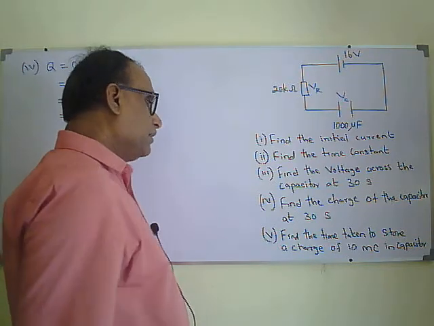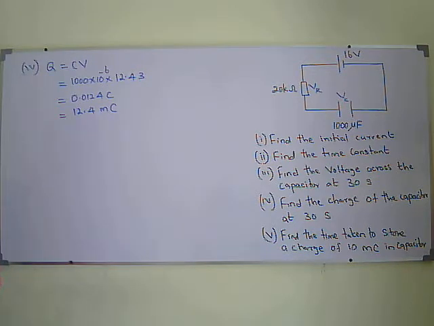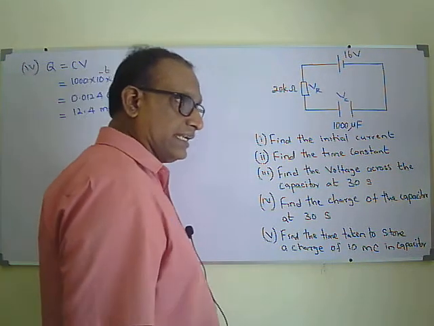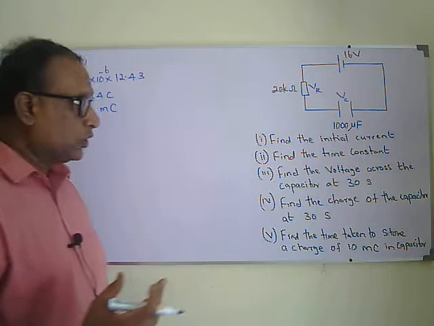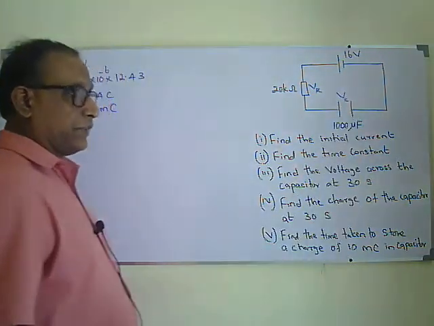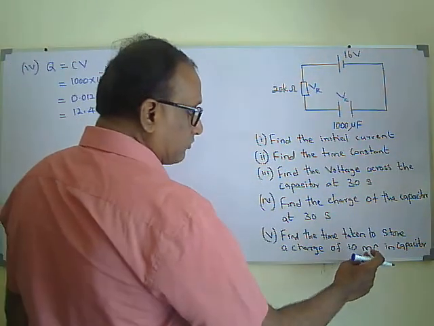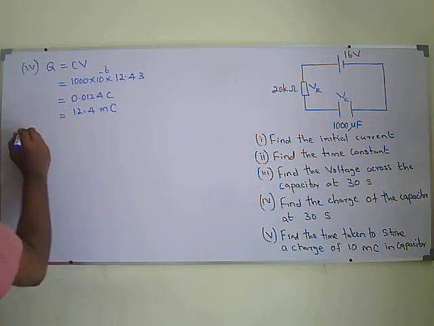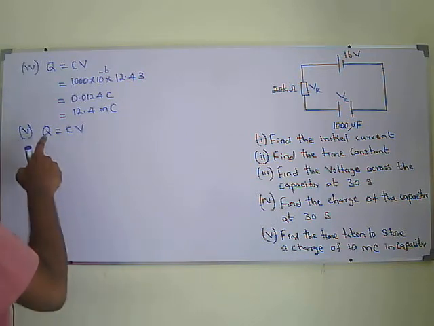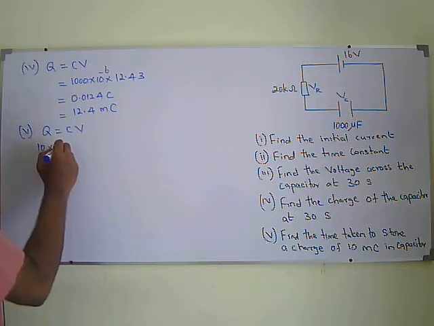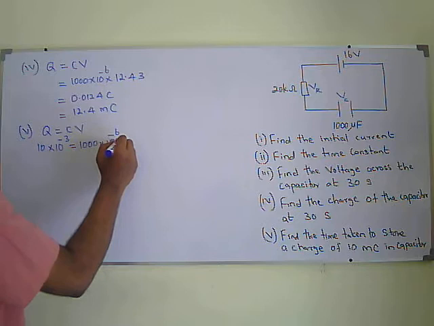Okay, the fifth part, find the time taken to store a charge of 10 millicoulomb in the capacitor. For that, I can find it like this. When the charge stored in the capacitor is 10 millicoulomb, I'll find the voltage across the capacitor, then I can find the voltage across the resistor. For the fifth part, I use Q equals CV for the capacitor. Q should be 10 millicoulomb, so 10 into 10 to the power minus 3 equals the capacitance 1000 into 10 to the power minus 6 times V.